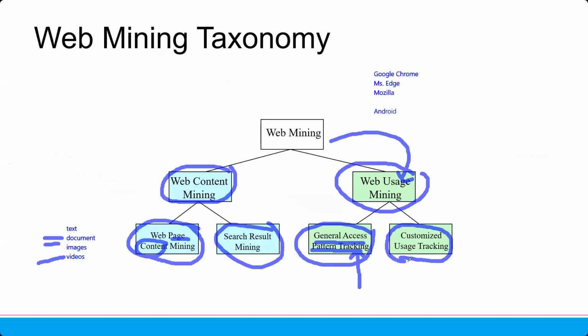So there is general access pattern tracking, but there is also another kind of tracking. We call it customized usage tracking. For example, if you are a student, our university also has patterns to know what you will access when you visit the university website. So it is customized usage tracking for the students. Actually, they also built a new website based on this customized usage tracking.